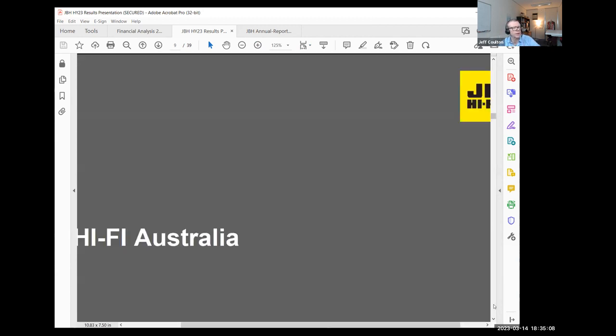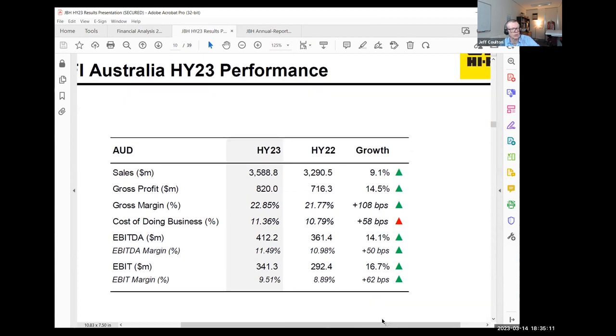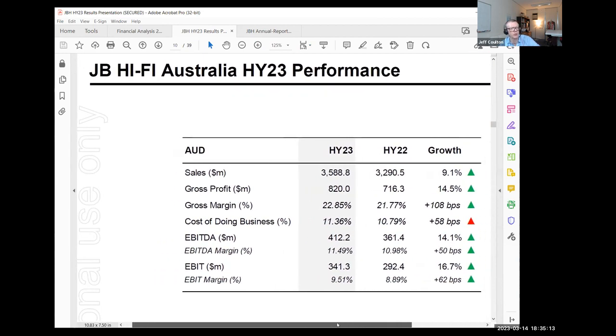But if I then click onto my next, so here's JB Hi-Fi Australia itself. So what's going to be important for running a retail business like JB Hi-Fi? My gross margin, which is gross profit divided by sales, and also my cost of doing business. And that cost of doing business ratio is going to be all operating expenses other than the actual cost of purchasing the stuff that I sell. So cost of purchasing the inventory that they sell is captured in the gross margin.